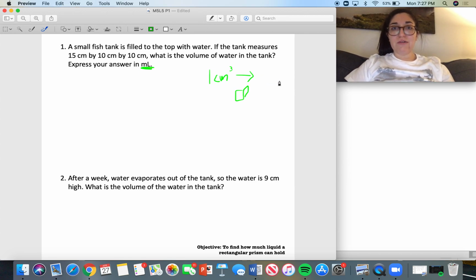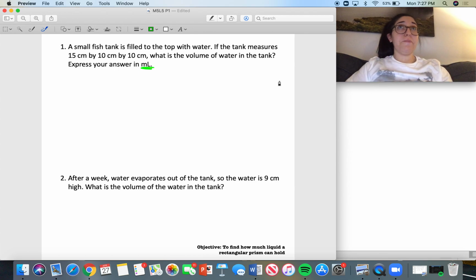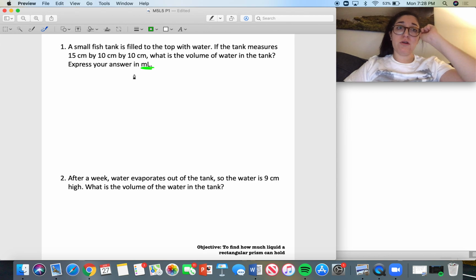So if you have a tank that has a volume of 53 centimeters cubed, then it can fit exactly 53 milliliters of liquid in that tank, all right? So that's the one thing you really need to keep in mind for these problems, all right? So let's go ahead and get started reading this.